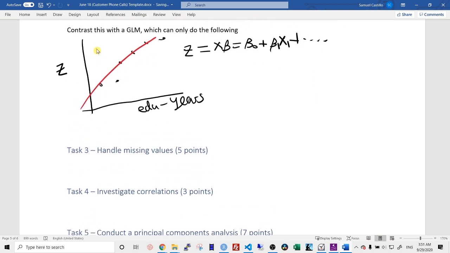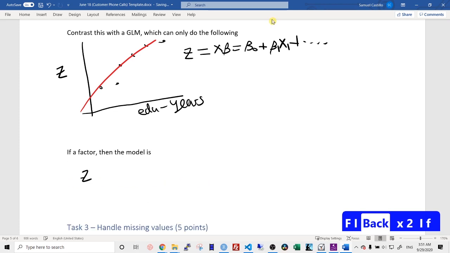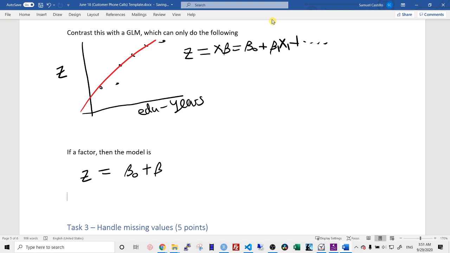If EDU years is a factor, the model is z equal to, basically, you have different coefficients for each value of EDU years. So you have beta 1 plus this indicator, which is 1 if EDU years is equal to 1, and then you have another dummy variable, which is 1 only when EDU is equal to 2. You have another dummy variable, which is 1 if EDU is equal to 3, and so forth.